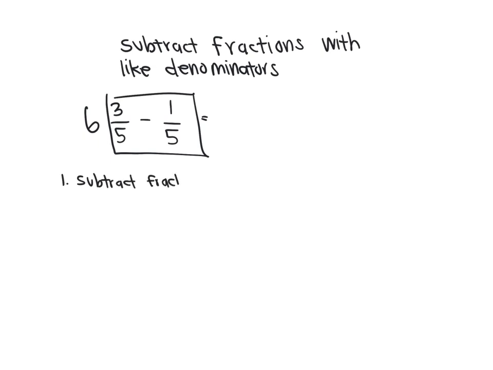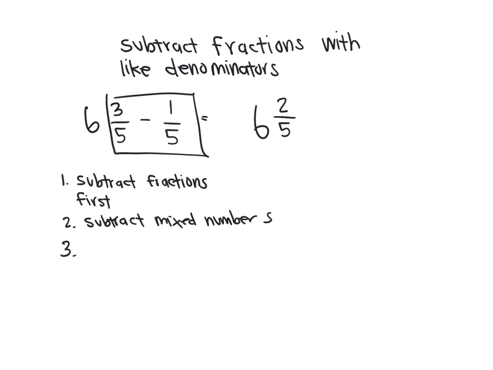But you have to look, because sometimes you don't have to borrow. So if we look at this, can we do 3 minus 1? Yes, we can, so we don't have to borrow. So 3 minus 1 is 2, and the bottom stays the same, so 2 over 5, and then subtract the mixed numbers. Well, there's no mixed number with 1 over 5, so that's 0. So that means 6 minus 0 is 6.